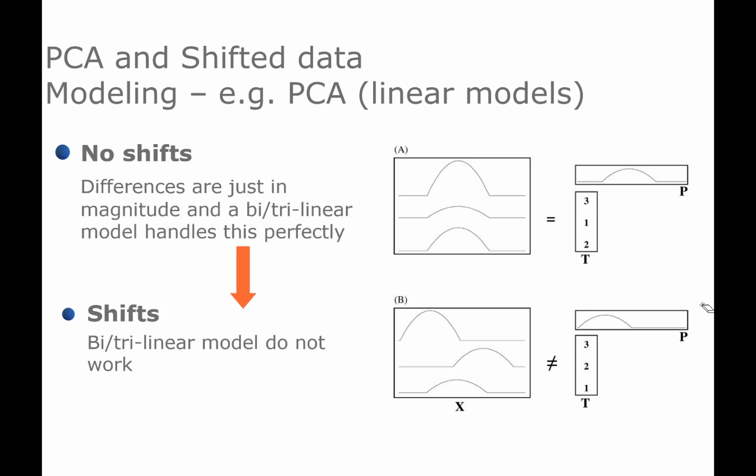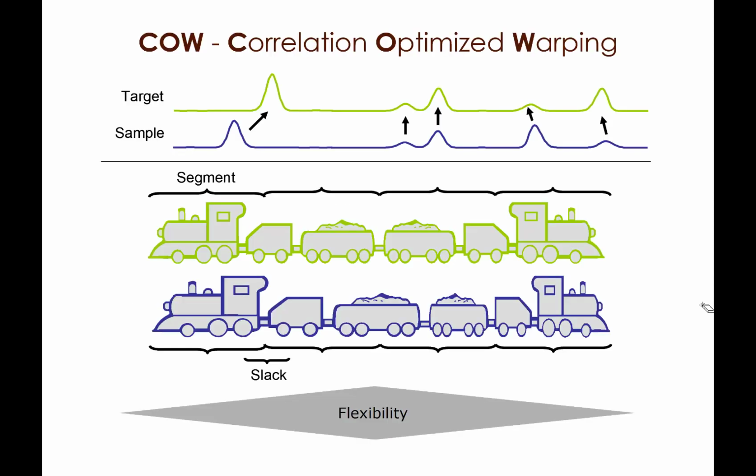And one way of trying to align such data by pre-processing is what is called correlation optimized warping. Correlation optimized warping tries to take two signals. So assume we have a green target signal and we would like all our additional signals, like the blue sample, to have features in the same positions as in the green one. It's symbolized with a little train below.